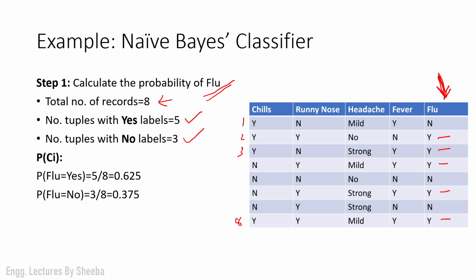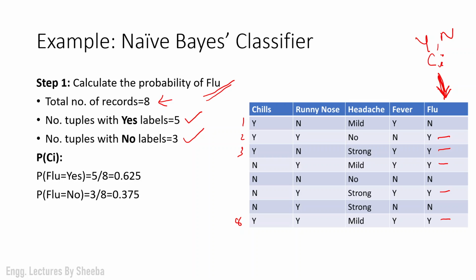The last column represents the labels. As I already said, supervised learning is based on a labeled data set, so this is a labeled data set. Now we will be finding the probability of flu. What we are doing is classifying it as Y or N. So this is the classification we have.